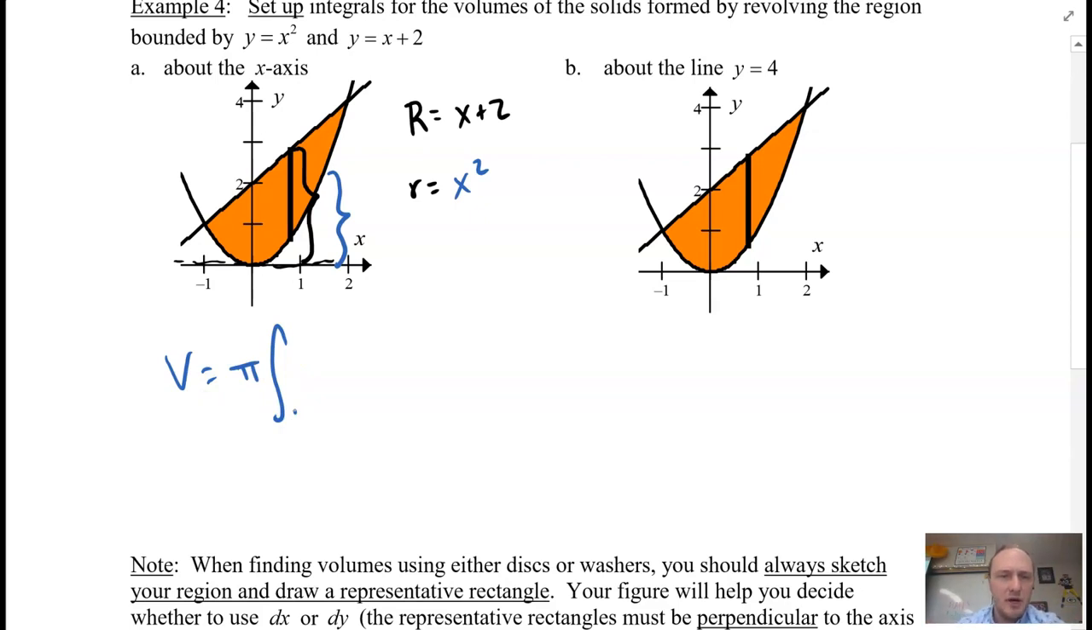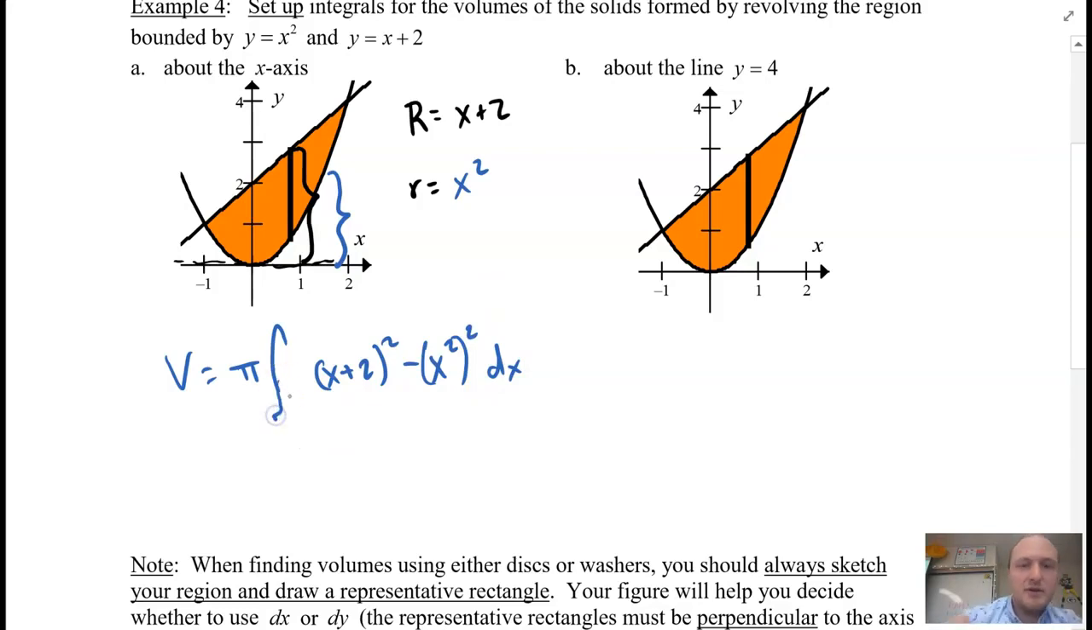we need to know our bounds. So I don't have my bounds. Let me write this in first. So I have x plus 2 squared minus x squared squared dx, and I need my limits of integration.